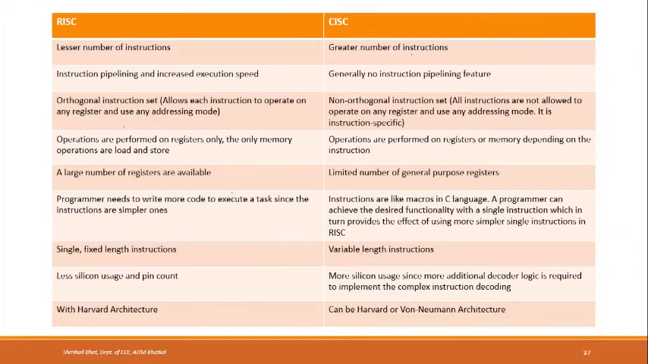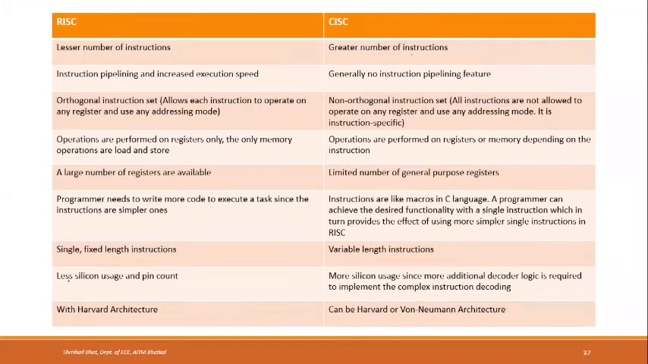Okay, then RISC has less silicon usage and pin count. That means the number of pins in a RISC processor or controller will be less. Less silicon usage means its size will be less. Whereas in case of CISC, it has got more silicon usage because it has some extra hardware for complex instruction decoding. The instructions are complex. To decode that, we need additional decoder logic. That's why more silicon is used in case of CISC microprocessor or microcontroller.